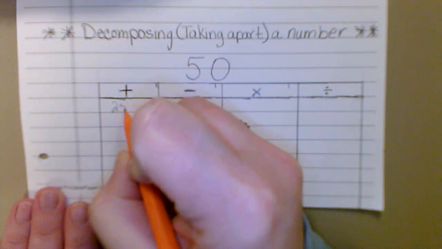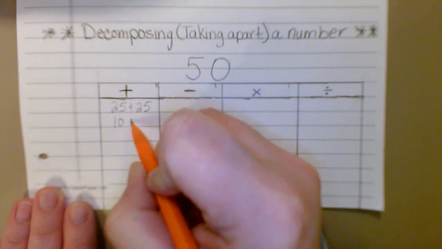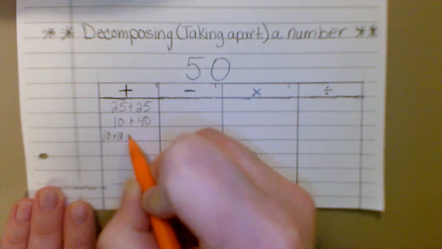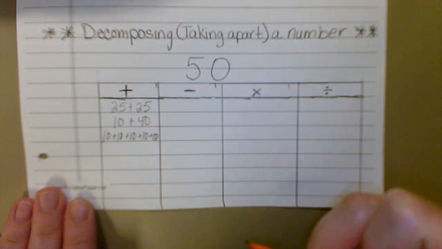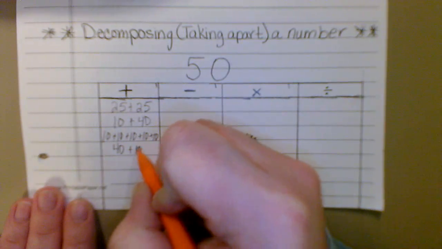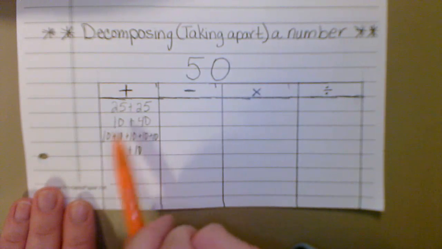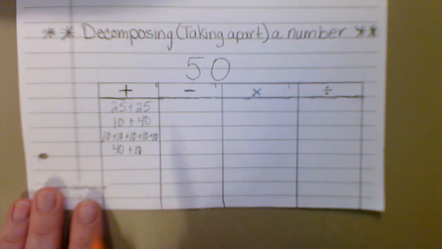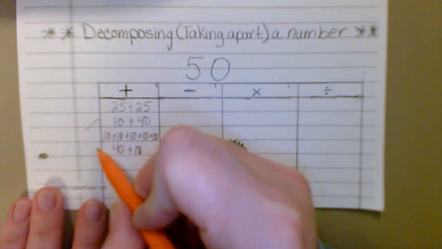Well, I can do 25 plus 25. I can do 10 plus 40. I could do 10 plus 10 plus 10 plus 10 plus 10. Okay, I could also do 40 plus 10. Okay, flip-flopping the order of your addition problem is called the, and I would pause to ask if anybody knew, the commutative property.